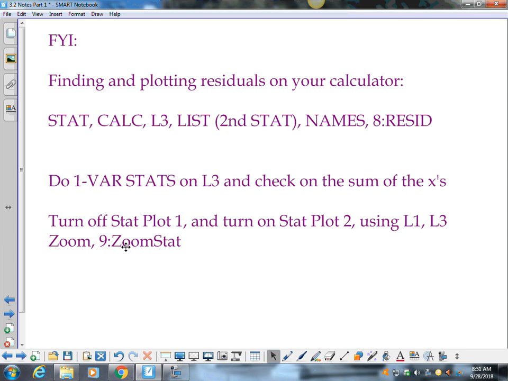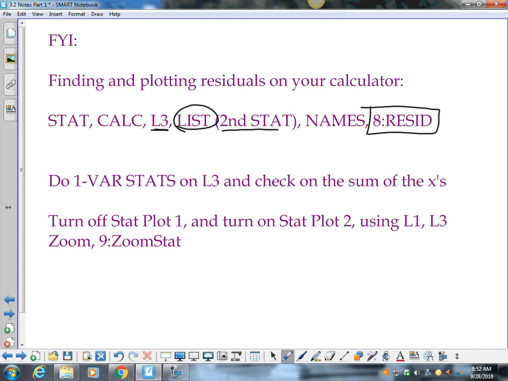Then, if you'll go back to stat, to calc, get up on your L3. So you need to tell your calculator to find the residuals. So once you get up on your L3, which is right here, then you're going to go to list, which is second stat. You're going to go to names, which I think is the first one that pops up, and this one right here should be here, number 8, which would be residual. Hit enter again, and all the residuals should pop up in your L3.